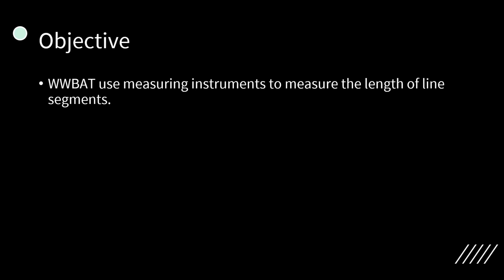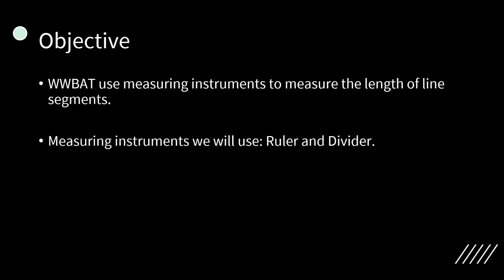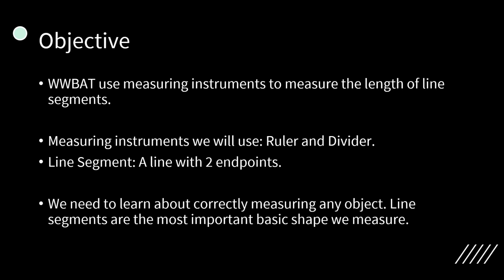Our objective in class today is we will be able to use measuring instruments to measure the length of line segments. Measuring instruments we will use today are a ruler and a divider. A line segment, as we know, is a line with 2 endpoints. Why are we learning this? We need to learn about correctly measuring any object. Line segments are the most important basic shape that we will measure.